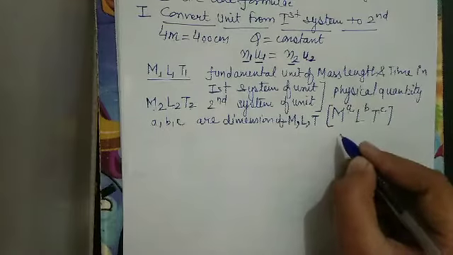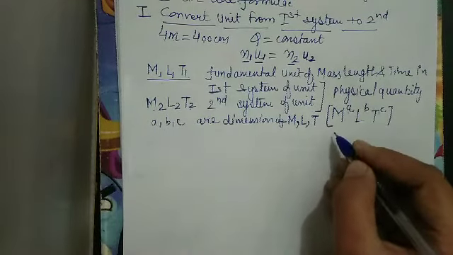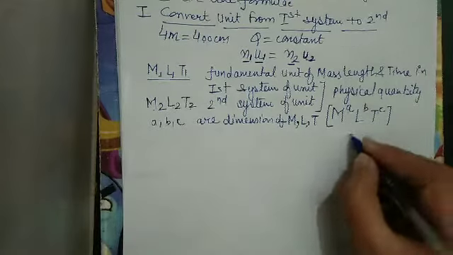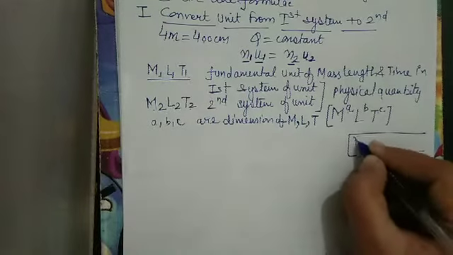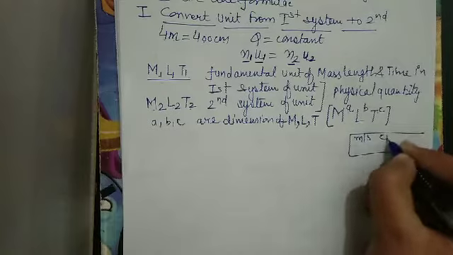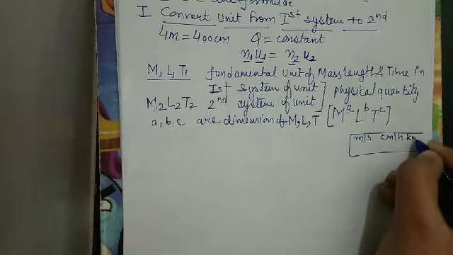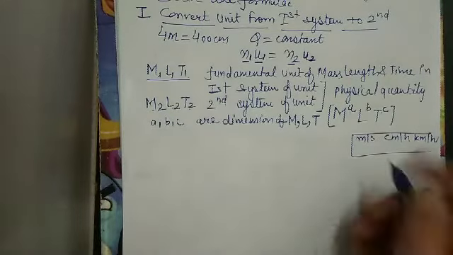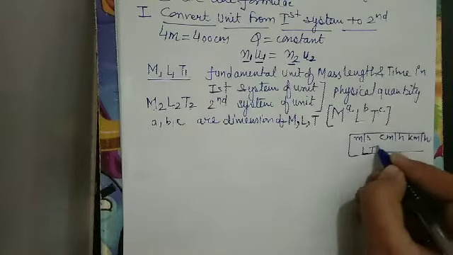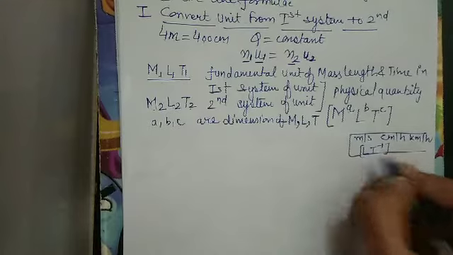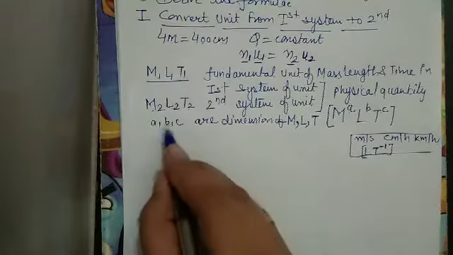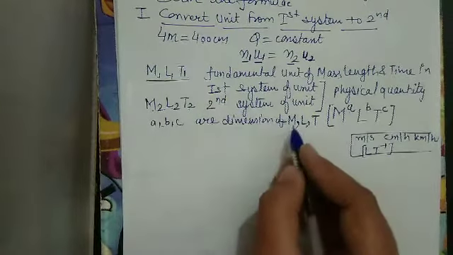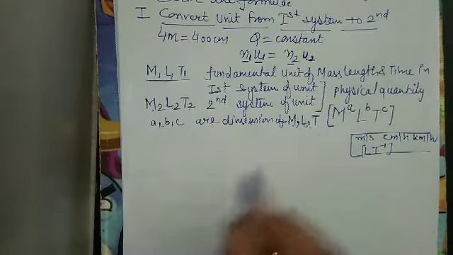It means, if units change, the dimension doesn't change. What does that mean? If I am saying that velocity is in meter per second or centimeter per second or kilometer per hour, each and every unit has the same dimension, L T minus 1. Okay, clear? So A, B, C are the exponents, the powers, in terms of M, L, T.